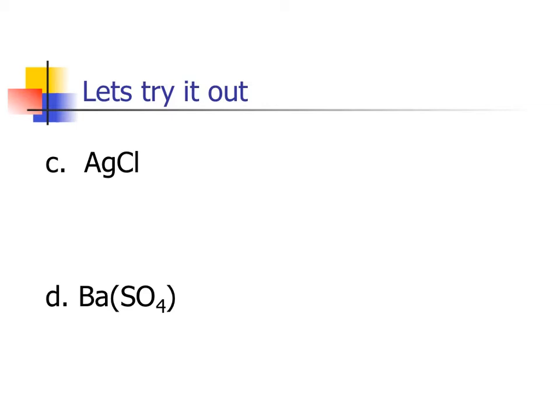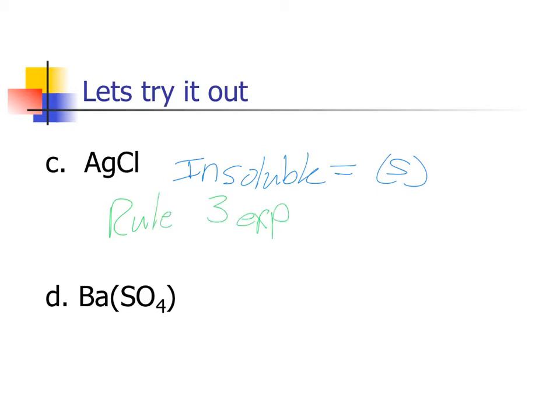C, we have silver 1 chloride. If I look at my rules and see, is it rule 1? Nope, because silver 1, even though it says 1 in the name, is not part of group 1. Chloride is not an acetate or a nitrate. So rule number 3 says that all halides are soluble, except for silver, mercury, and lead. So this is insoluble, meaning it's going to make a solid. And why? Rule 3 exception.